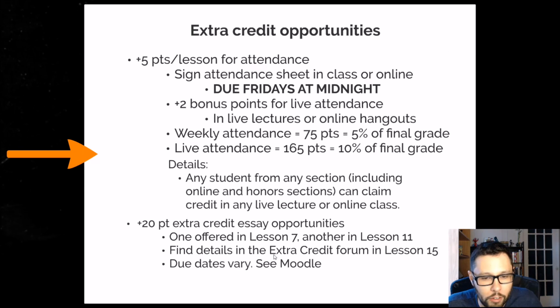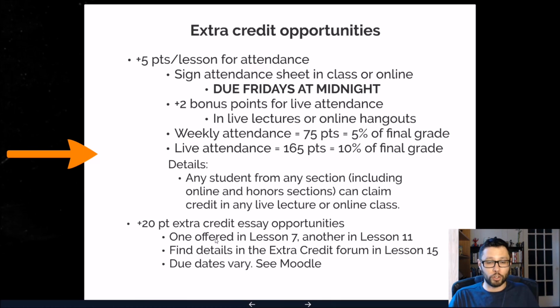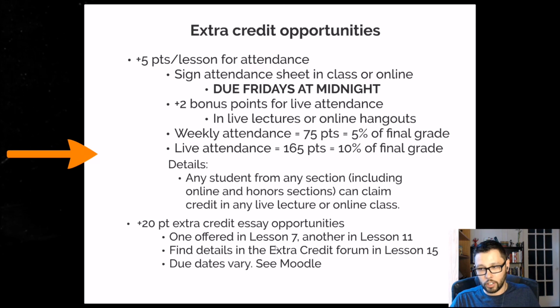If you can't make any of the classes, you still have a couple of extra credit opportunities. There are essay opportunities. There's a forum in lesson 15 that you can reach right now, but there's one extra credit opportunity that's discussed in lesson 7 and another in lesson 11. And there will be deadlines for these extra credit essays, so check Moodle for those deadlines. All in all, you can make up an entire letter grade easily with the extra credit opportunities. So if you feel like you're doing poorly in class, if you feel like you're not earning the points that you want, start attending class, start attending the in-class sections or the online hangouts. You will make up those lost points.